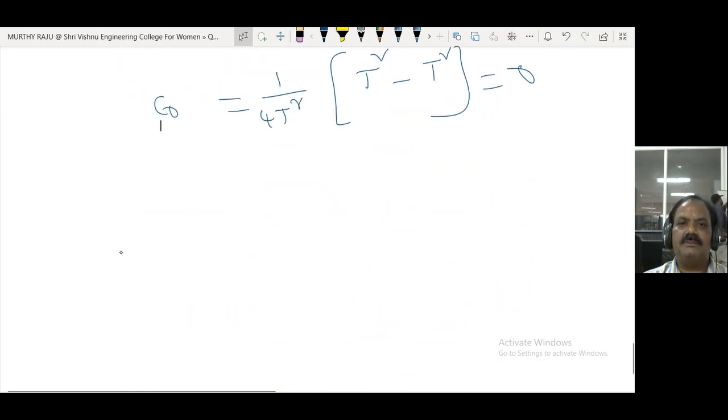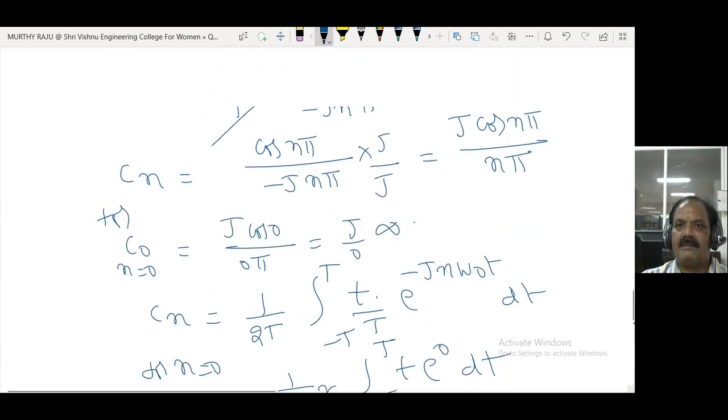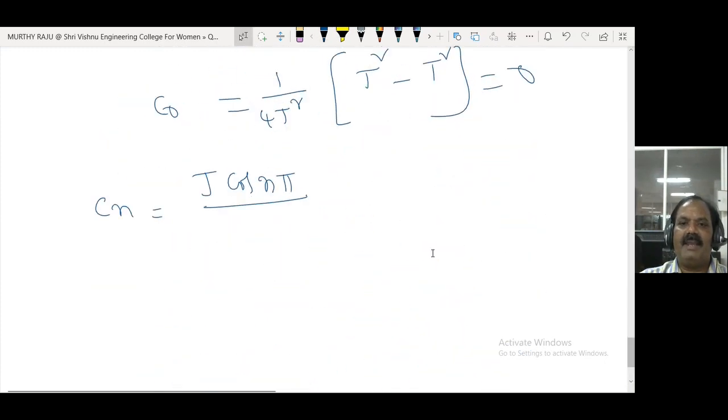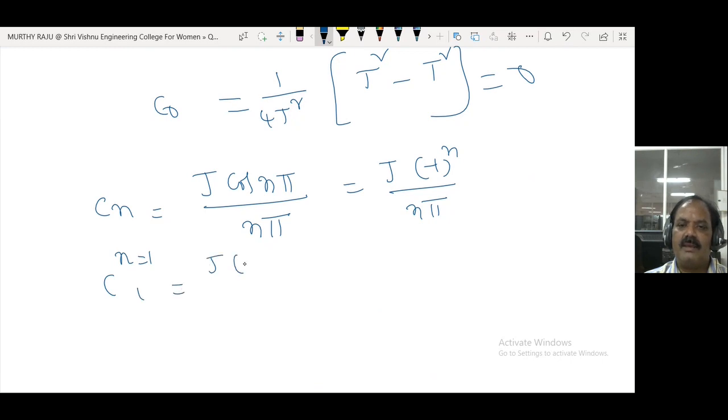Cn is equal to j cos n pi by n pi. That is equal to j into minus 1 whole power n by n pi. For n is equal to 1, C1 is equal to j minus 1 whole power 1 by n pi, that is equal to minus j pi. Therefore, mod Cn is equal to C1.